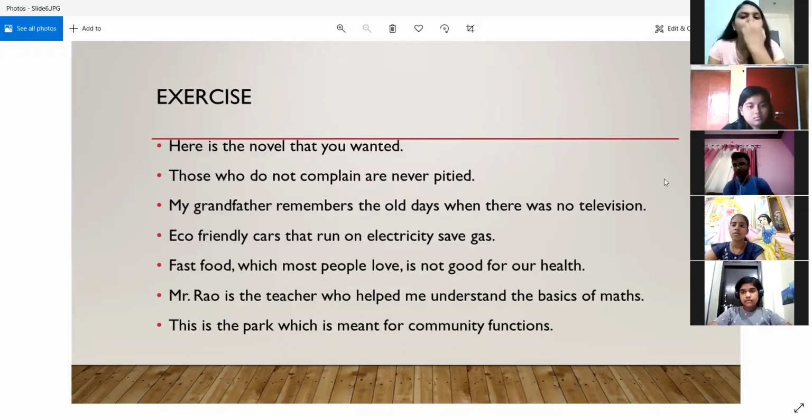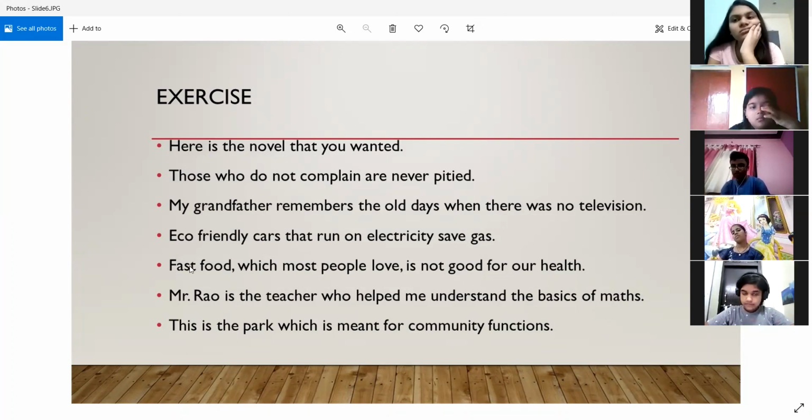Okay. Next one, Ianshi. Good afternoon, sir. Good afternoon. So the answer for this will be which most people love is the adjective clause. The question being answered is what most people love, and the verb here is love. If you say what most people love, that will be fast food. So fast food is not the adjective clause. Understood?